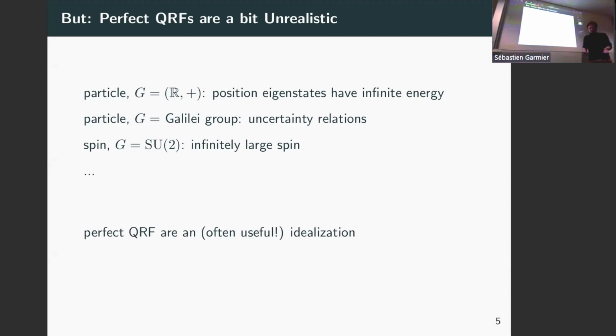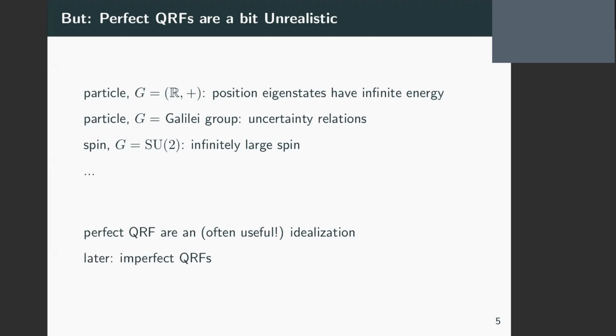So I guess the conclusion is that perfect quantum reference frames are really an idealization, but they are often useful. So they're often studied, and we'll take a look at them now and first discuss this framework for perfect frames before we then go to imperfect ones, which we get to later.